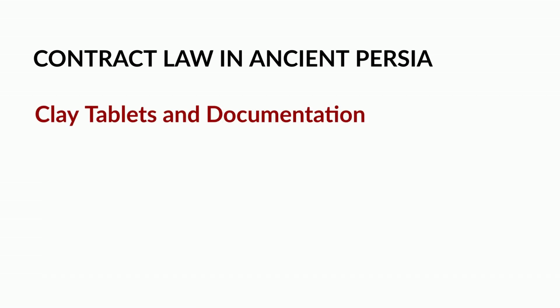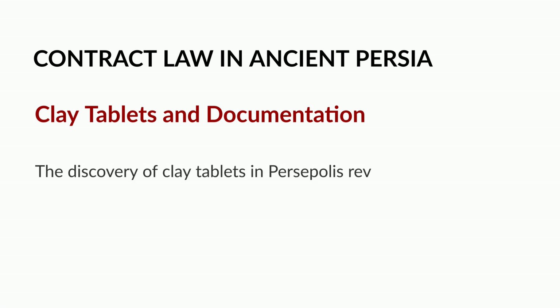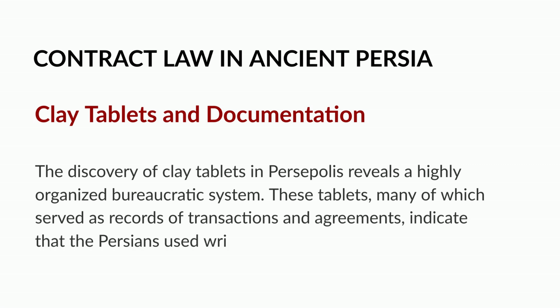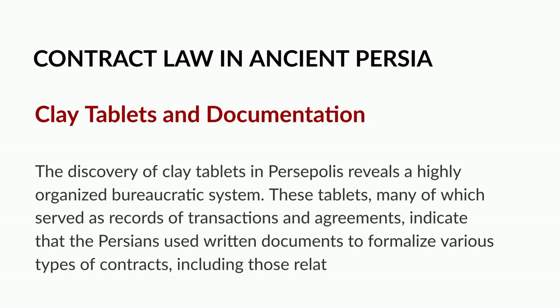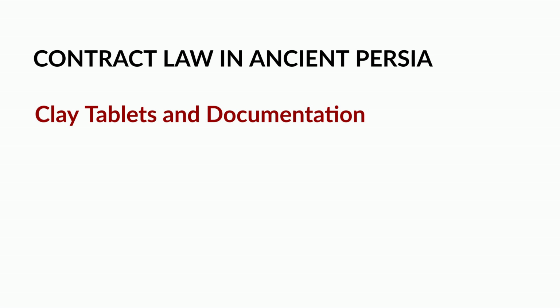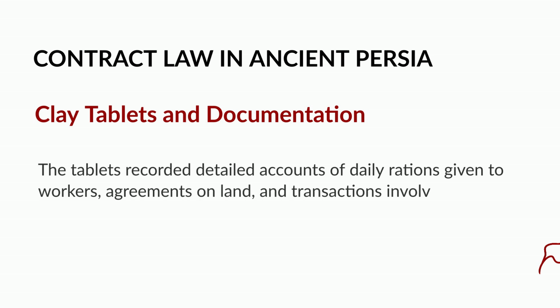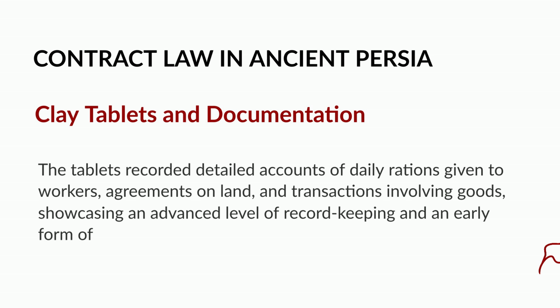Clay tablets and documentation. The discovery of clay tablets in Persepolis reveals a highly organized bureaucratic system. These tablets, many of which served as records of transactions and agreements, indicate that the Persians used written documents to formalize various types of contracts, including those related to supply and labor. The tablets recorded detailed accounts of daily rations given to workers, agreements on land, and transactions involving goods, showcasing an advanced level of record-keeping and an early form of contractual documentation.